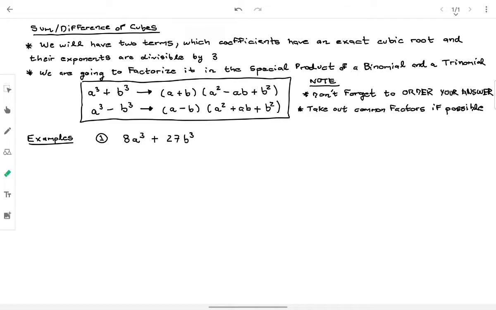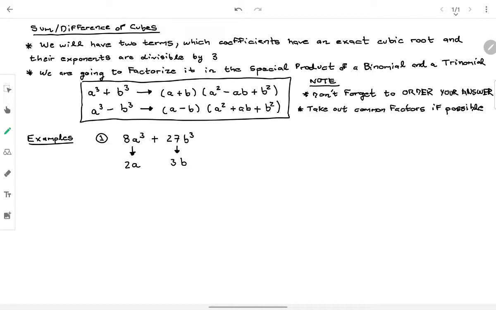We have 8a cubed plus 27b cubed. So in this case, we need to check if they have specific cubic roots. The first one has a specific cubic root because 2 times 2 times 2 is 8. So the cubic root of 8a cubed is going to be only 2a. The cubic root of 27 is 3, because 3 times 3 is 9, times 3 is 27. And the cubic root of b cubed is only b.